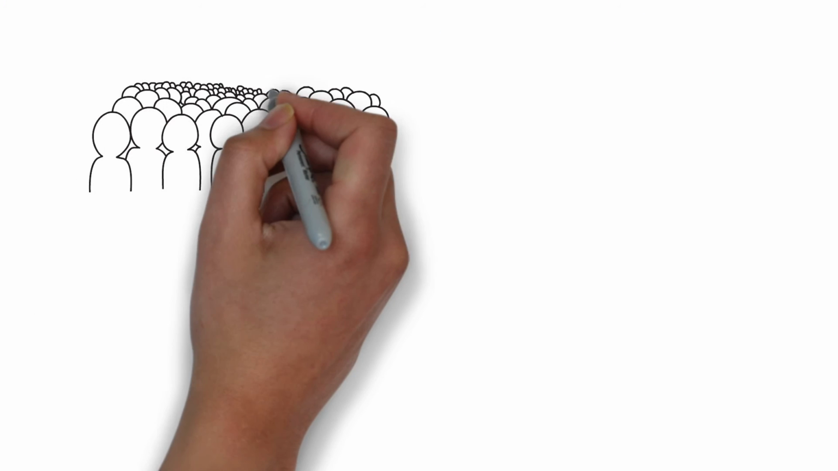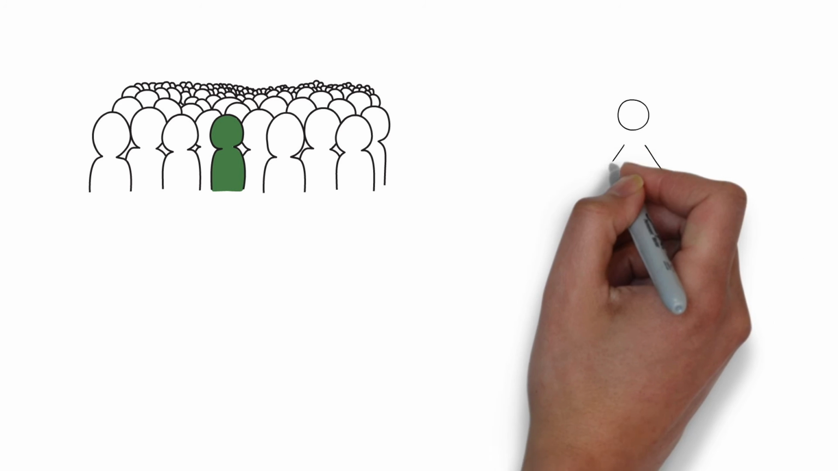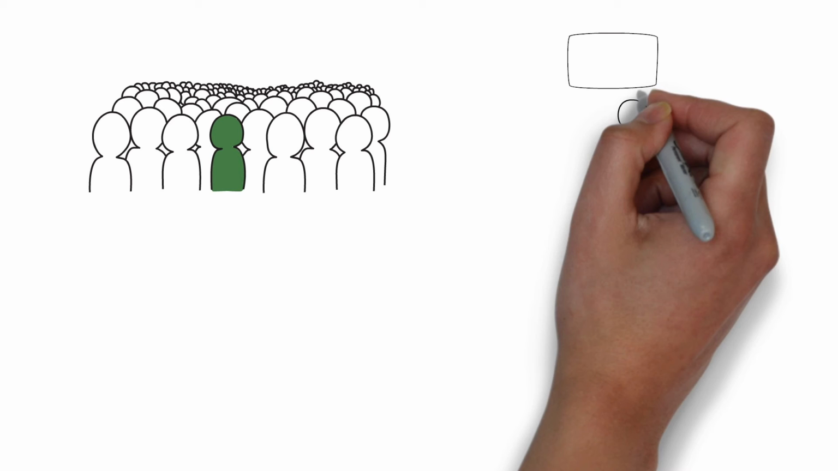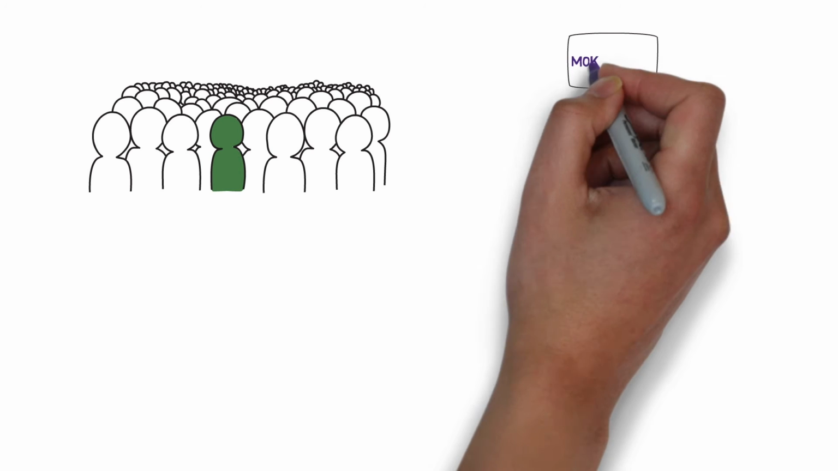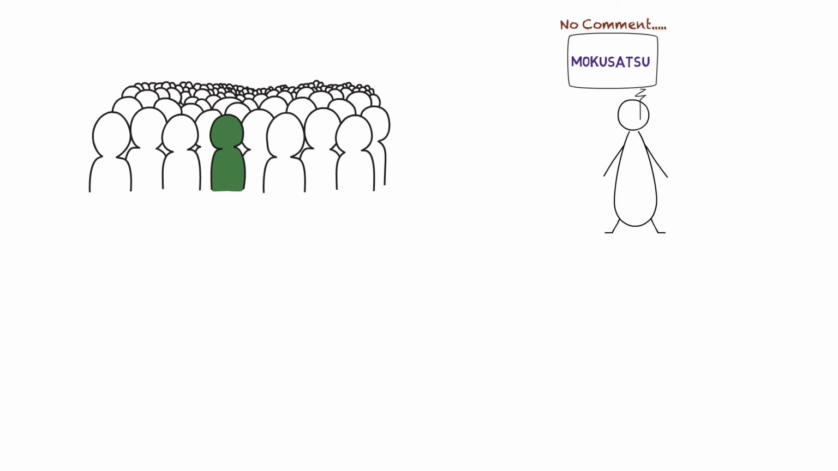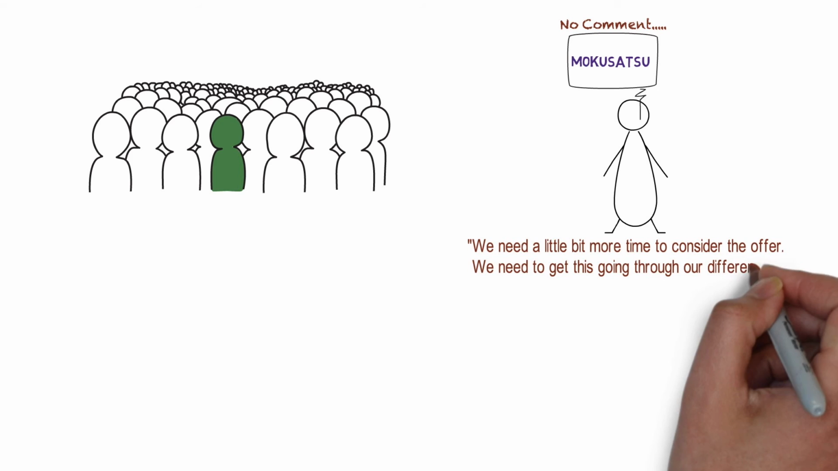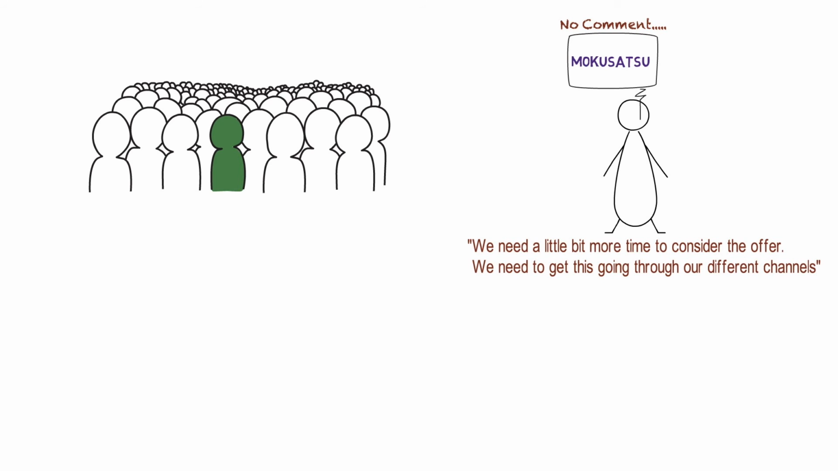Let me give you a historical example. At the end of World War II, the Allied leaders came to the Japanese Prime Minister and asked for Japan's unconditional surrender. At a press conference, the Japanese Prime Minister said "mokosatsu," which in Japanese means no comment. Now, according to historians, what the Japanese Prime Minister was doing was saying that we need a little bit more time to consider the offer. We need to get this going through our different channels. That's why he said no comment at this time.